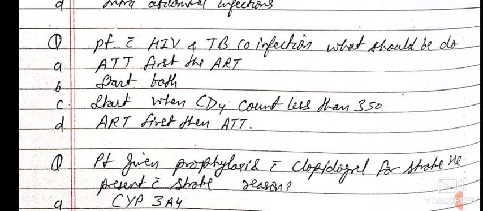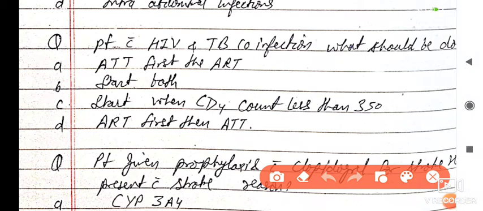Now, patient with HIV and tuberculosis co-infection, what should we do first? Guys, in HIV with tuberculosis we have to give anti-tubercular treatment first, then ART after 2 weeks. So always start with the anti-tubercular drug first. If you start ART, then the chance of infection is very high, so always start ATT.